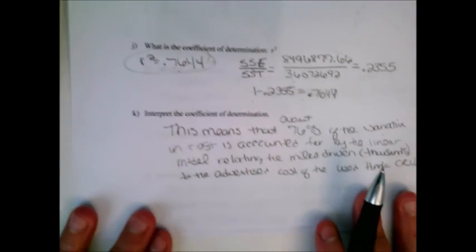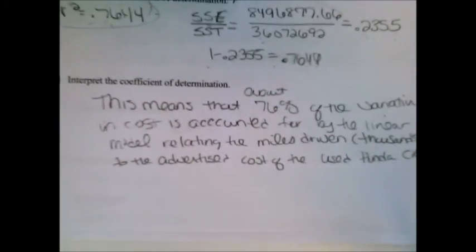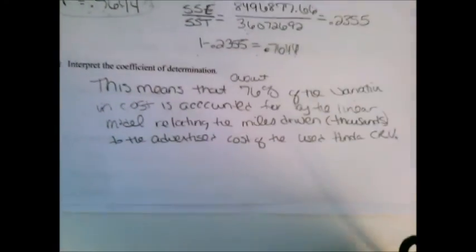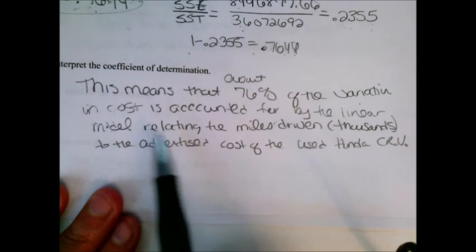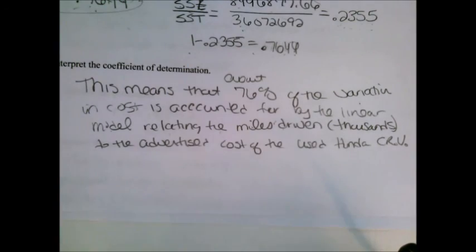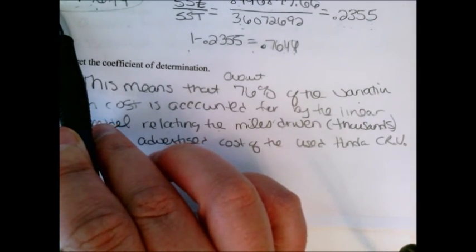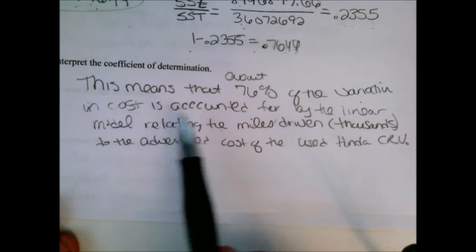So what does this mean? This means that about 76% of the variation in cost is accounted for by the linear model relating the miles driven in thousands to the advertised cost. Because remember, this is just a prediction line. We're making a prediction, so there's going to be variation in it, and that's what your R squared explains. It explains that about 76% of the variation in cost is accounted for.